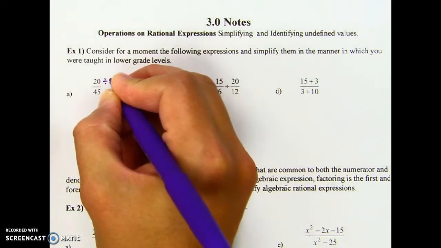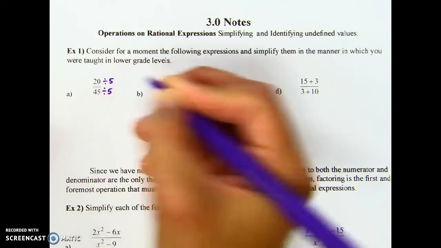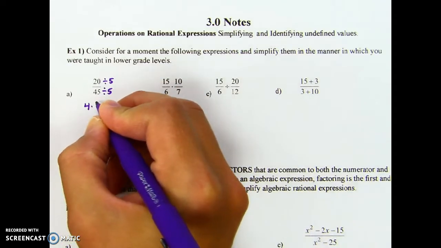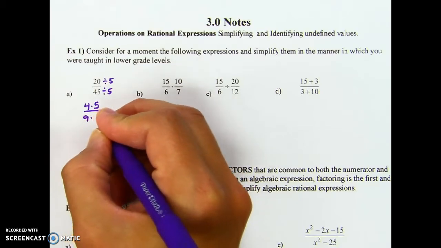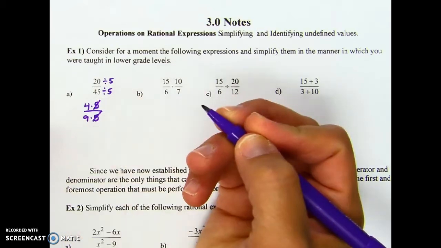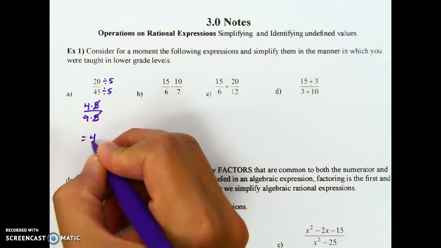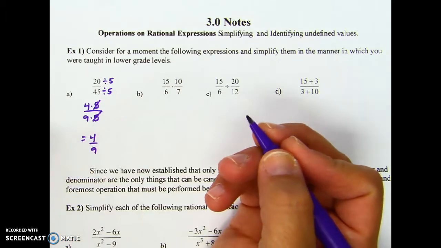We could divide the top and bottom by 5, but what we're really doing is we're saying 4 times 5, and we're changing 45 into 9 times 5, and we're dividing out the 5s to get 4 9ths, right?